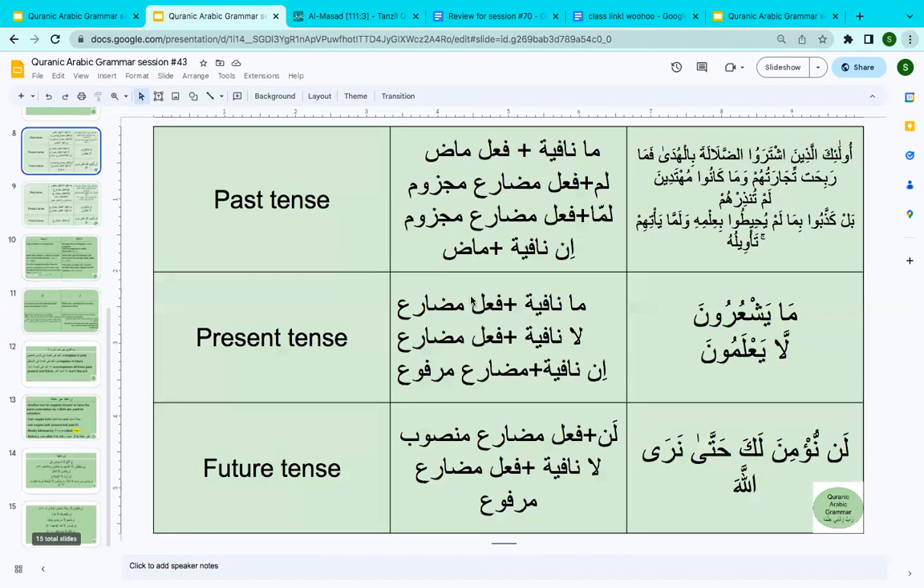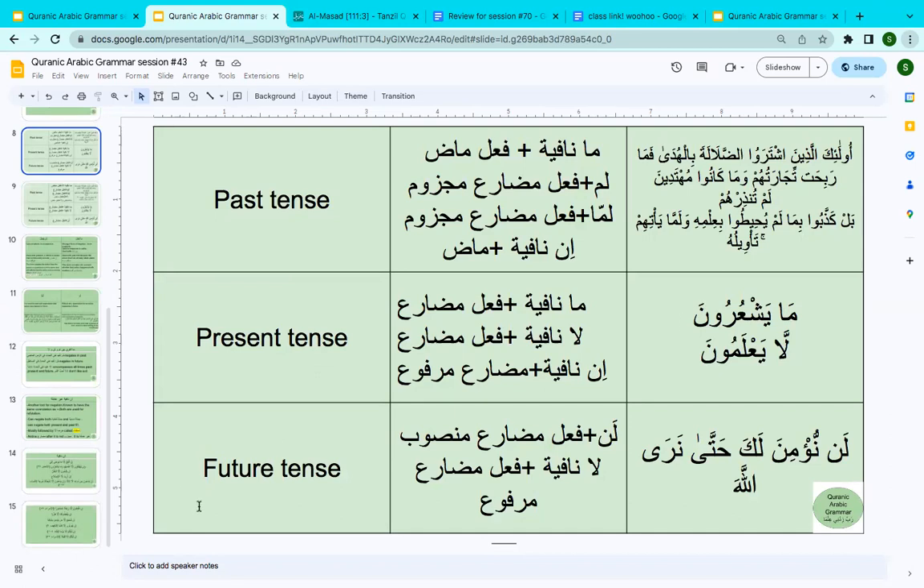Now, one more thing. Ma, did I ask you about ma? Ma is also ghair amila. Everyone, right? Does it bring any change when it enters jumla fi'liya? Is it amila or ghair amila? Ghair amila. Remember that. No change. No change. Okay, so keep that in mind.